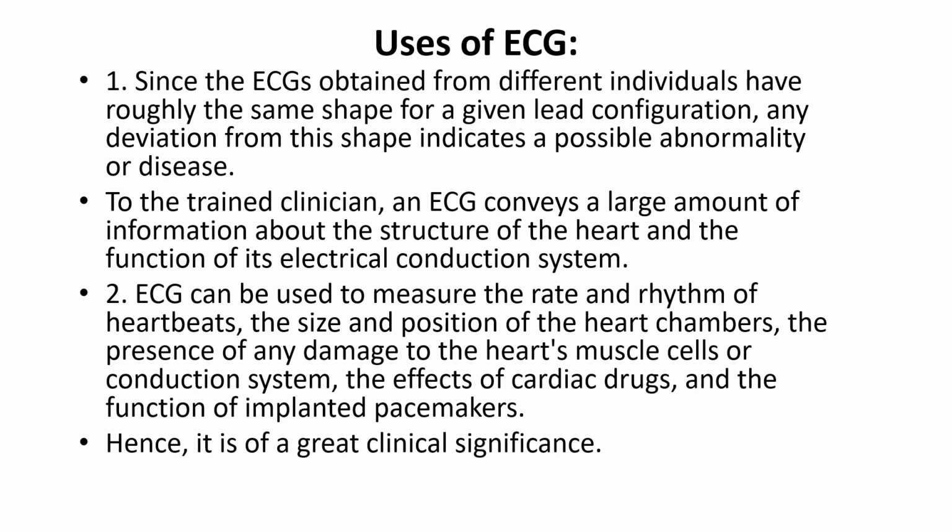ECG is of great clinical significance, because in different individuals there is roughly the same type of shape, but any deviation in the shape indicates an abnormality or disease of the heart. So ECG conveys a large amount of information about the structure and function of the heart. ECG can be used to measure the rate and rhythm of the heartbeats, size and position of the heart chambers, presence of any damage to the heart's muscle cells or conduction system, the effect of cardiac drugs, and the function of implanted pacemakers. So it is of great clinical significance.